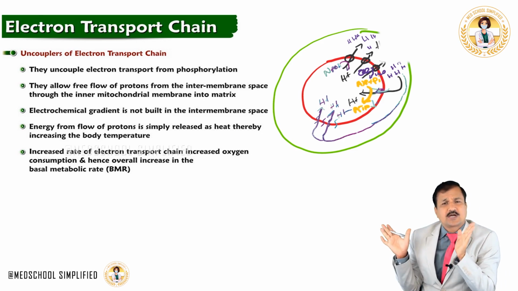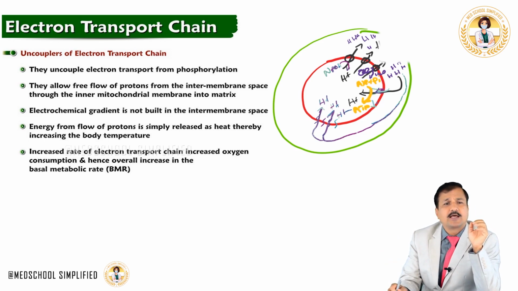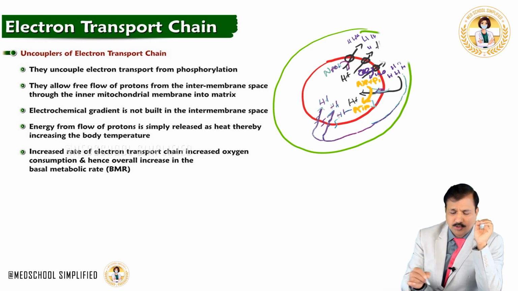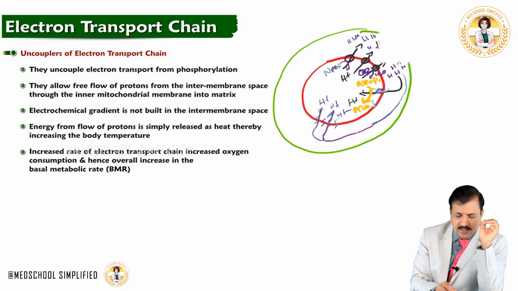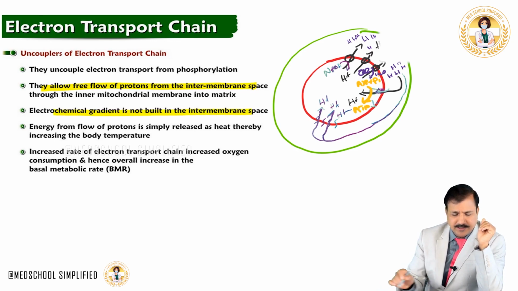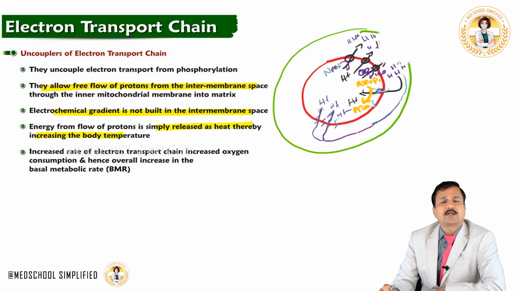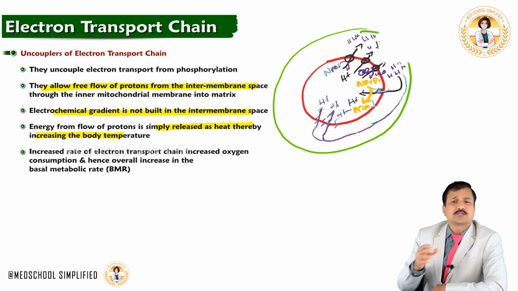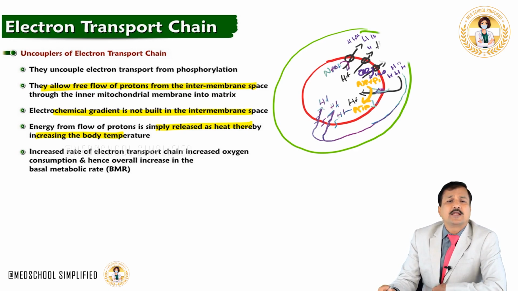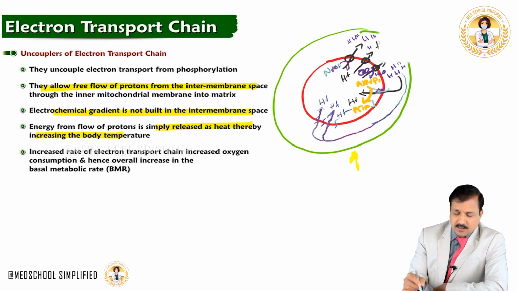So phosphorylation is uncoupled from the electron transport. That's why these molecules are called uncouplers of the electron transport chain. They allow free flow of protons across the inner mitochondrial membrane and thereby do not allow the gradient to be built. So the energy from the flow of protons is simply released as heat, because it is not tapped during the phosphorylation process. Overall, as the protons leak through these uncouplers, energy is just released as heat. So that increases the body temperature.